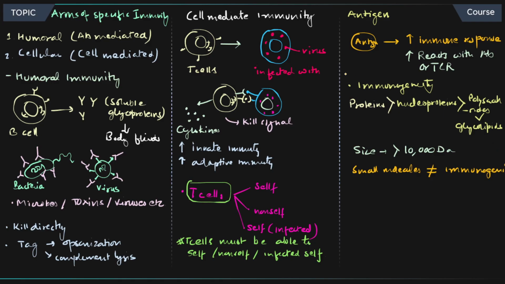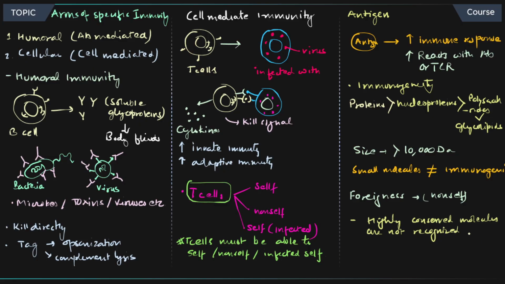They are not going to generate the immune response. And if you talk about another one, which is foreignness, an antigen should have the ability to be a non-self molecule, right? Some small molecules cannot actually initiate the response. Highly conserved molecules are also not recognized as foreign in many cases, right? So if the molecule is highly conserved, then it's not a good candidate for a vaccine either.